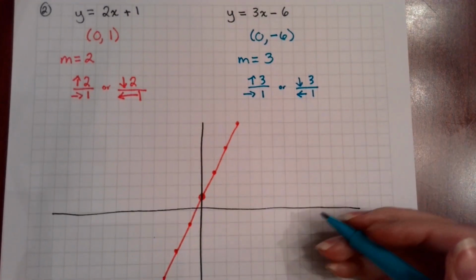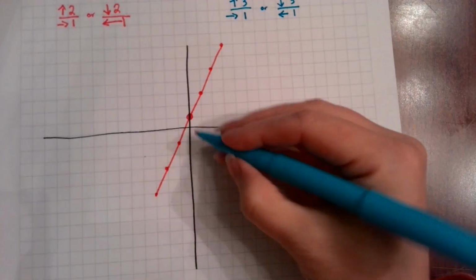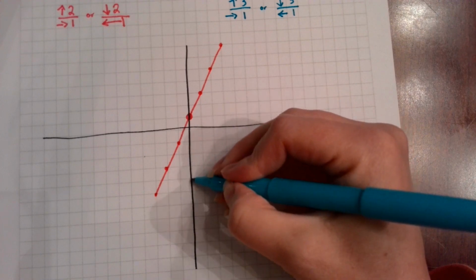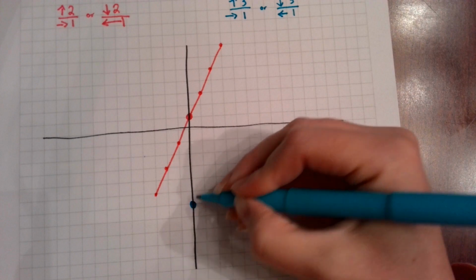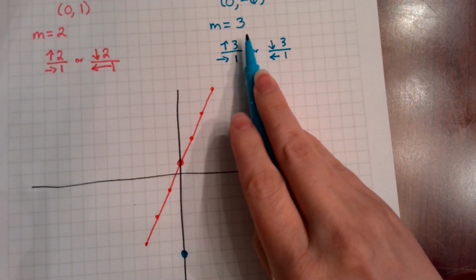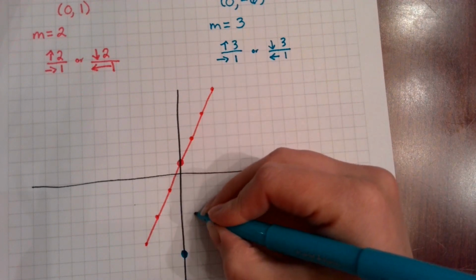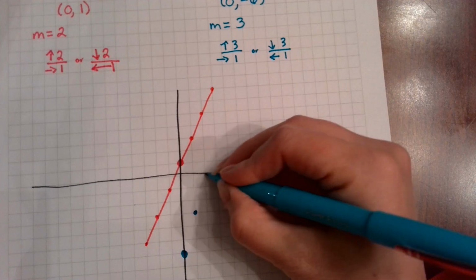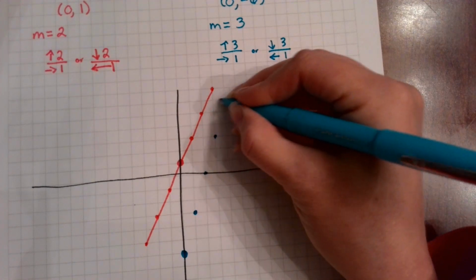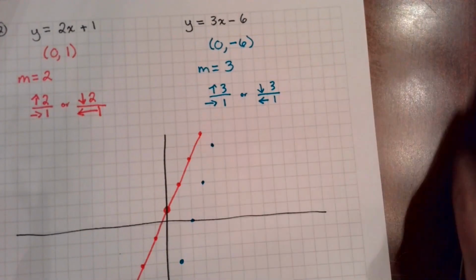And then here we have a (0, negative 6). So that means I'm going to start at 0, go down to the negative 6. And then I'm going to follow the pattern of going up 3 to the right 1, 1, 2, 3 to the right 1, 1, 2, 3 to the right 1, 1, 2, 3 to the right 1. Okay, and it does look like I'm going to wind up intersecting somewhere up here.